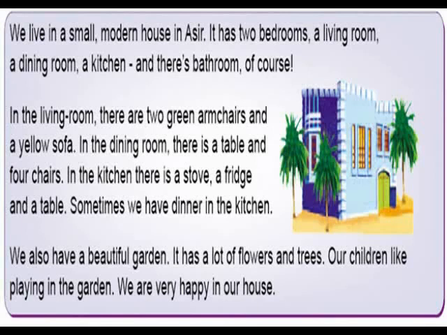Unit 6, Lesson 2, page 53, Reading. Listen and read. We live in a small, modern house in Asir. It has two bedrooms, a living room, a dining room, a kitchen, and there's a bathroom, of course. In the living room, there are two green armchairs and a yellow sofa. In the dining room, there is a table and four chairs. In the kitchen, there is a stove, a fridge, and a table. Sometimes we have dinner in the kitchen. We also have a beautiful garden. It has a lot of flowers and trees. Our children like playing in the garden. We are very happy in our house.